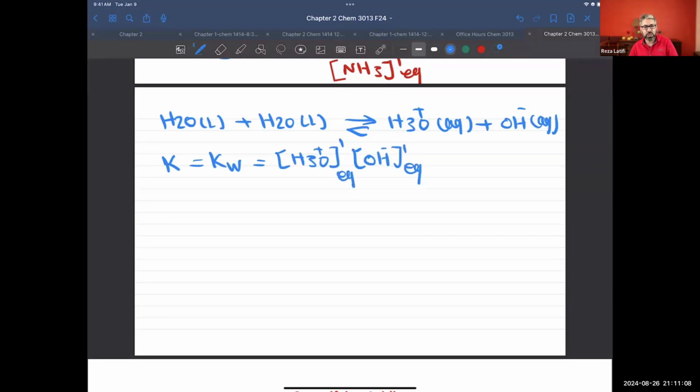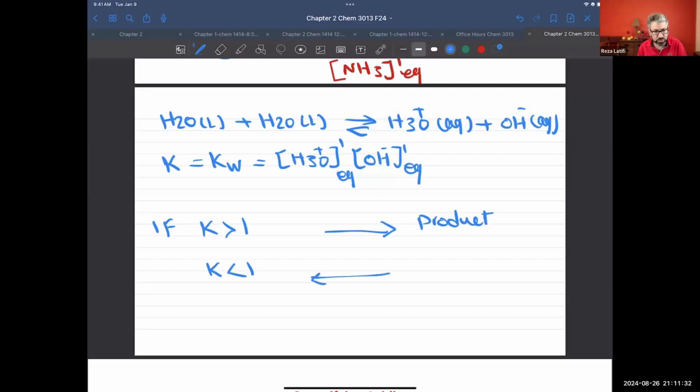Now, if K is bigger than 1, that means the reaction wants to go to the product side, and the majority of the mixture is going to be product. And if K is smaller than 1, that means the majority of the mixture is going to be reactant, and the reaction wants to stay as it is and doesn't want to move.